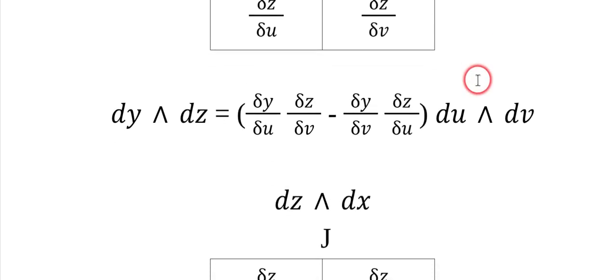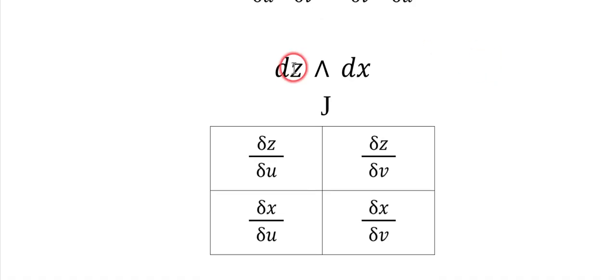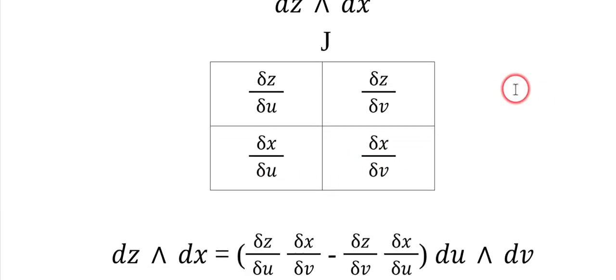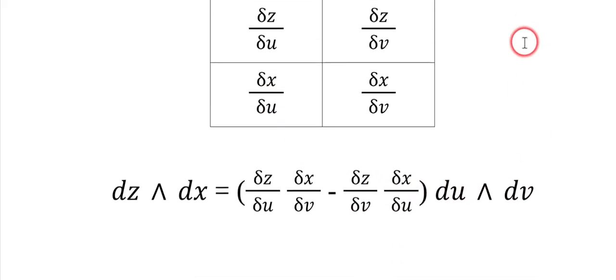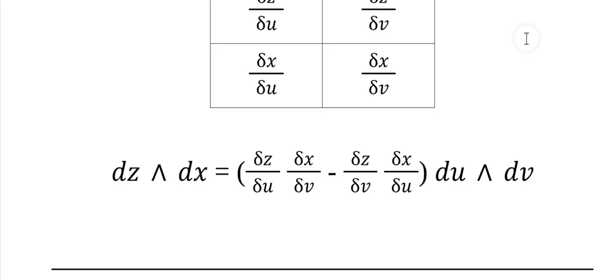dz wedge dx, all right? z is first, z, z, u, v. x is next, x, x, u, v. Take the determinant, this times that minus this times that. And here it is, du wedge dv. And that's it. All right.